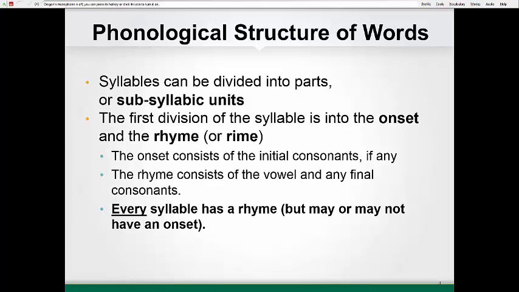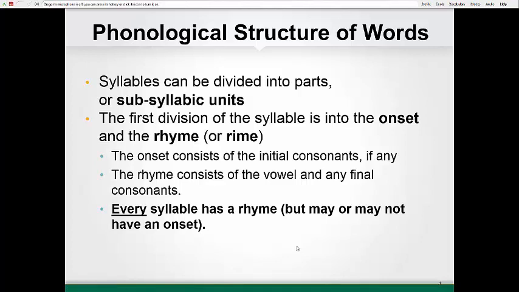A syllable does not always have to have consonants in the onset. For example, the word off has one syllable with no consonants in the onset of that syllable. Every syllable does, however, have to have a rime. The rime is said to carry the weight of the syllable. Notice that the word rime can be spelled two different ways.